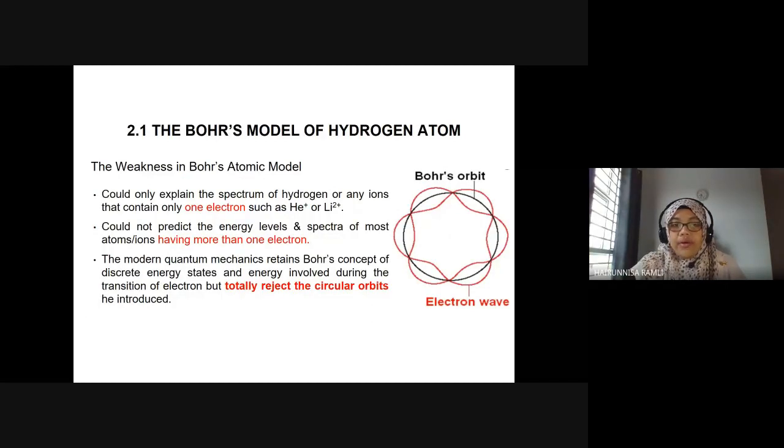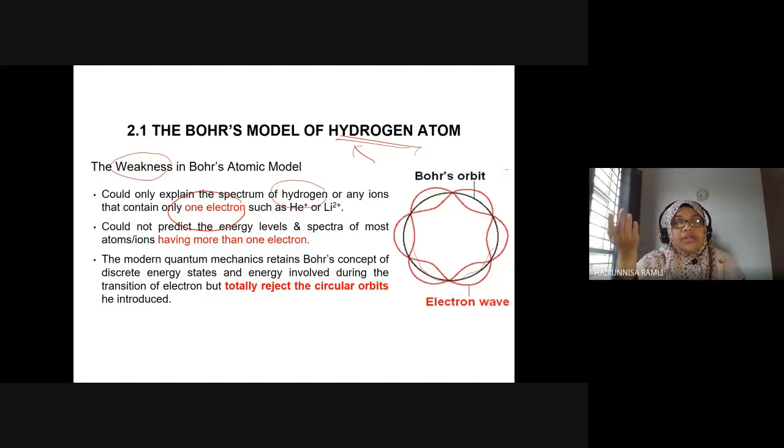So, however, this Bohr atomic model has a weakness. According to that theory, Bohr studied electrons moving in orbits only, meaning circular. But actually, it's not like that. The weakness is that this Bohr atomic model could only explain the spectrum of hydrogen, because he studied hydrogen. So what is related to hydrogen is either the ion that contains only one electron.